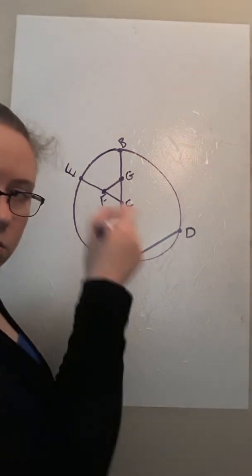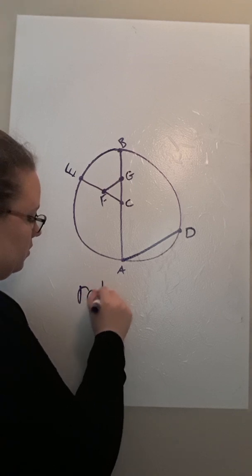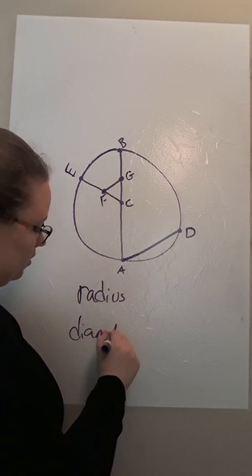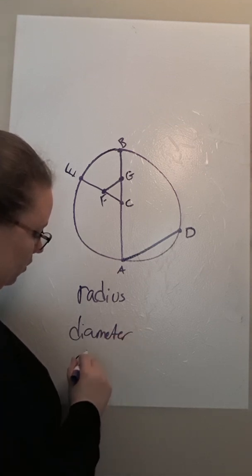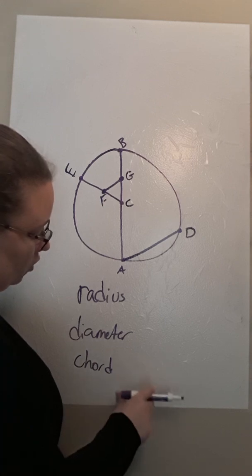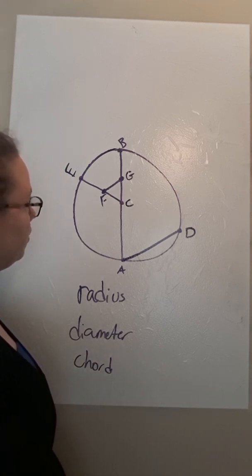Okay. So you have all those people. All right, and I want to know a radius. I want to know a diameter. And I want to know a chord. All right. So radius, there are multiple radii in this circle.